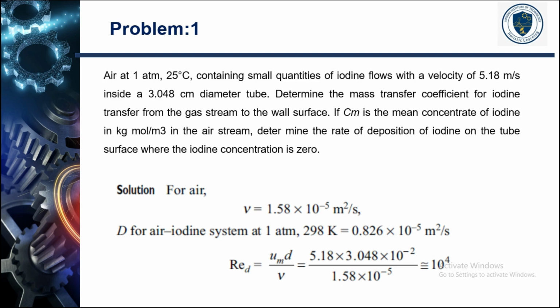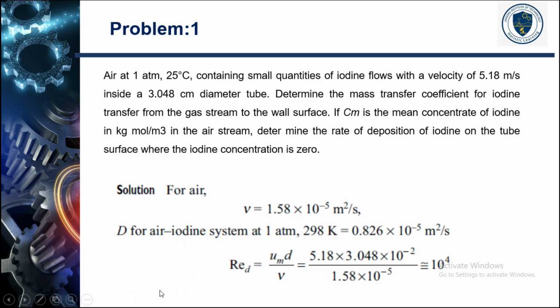The concentration in the air, which contains iodine, is Cm, the amount of iodine it contains. The unit is kilogram mole per meter cube. They ask how much amount may be deposited on the tube surface due to the concentration difference. So this problem comes under the category of convective mass transfer in flow through tubes. So how to solve this problem?